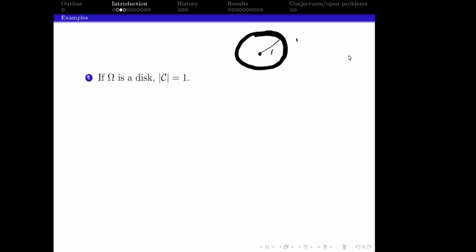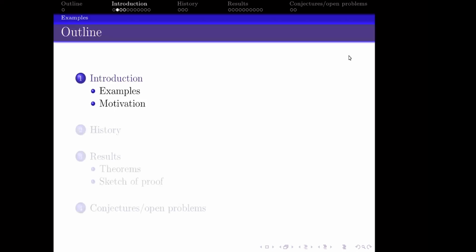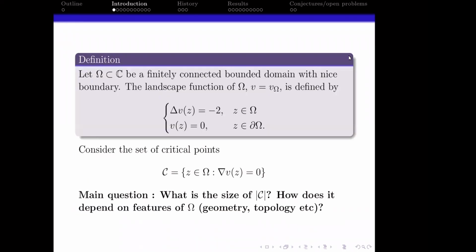So then I can simply write v of z. By the way, if you go back to the definition, if at all you have a solution v which satisfies this, there is only one. Because if there are two, v1 and v2, then the Laplacian of v1 minus v2 is 0, because both have constant Laplacian. So the difference is harmonic and both vanish on the boundary. By the maximum principle, v1 should be equal to v2. So you can always talk about the landscape function of a domain omega.